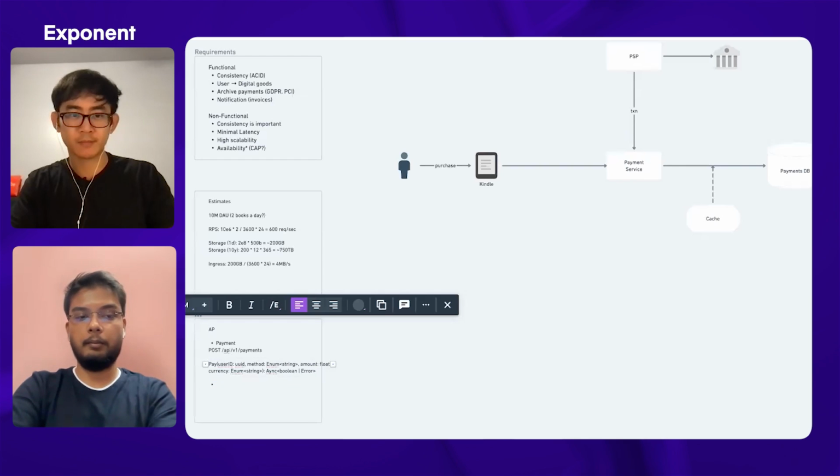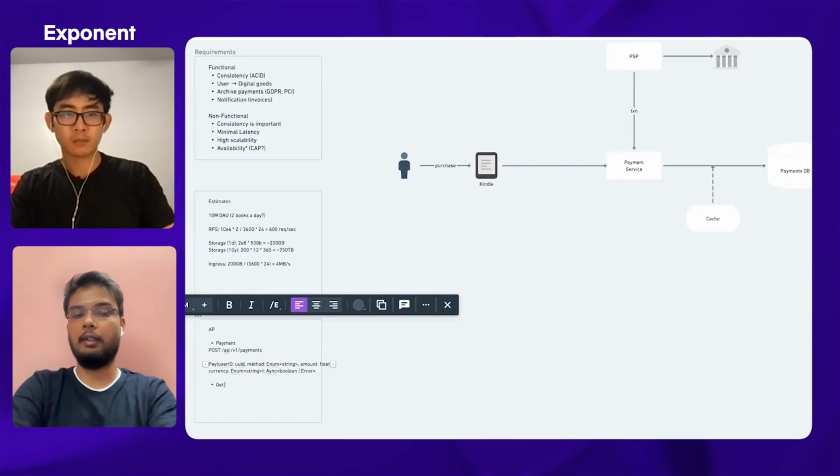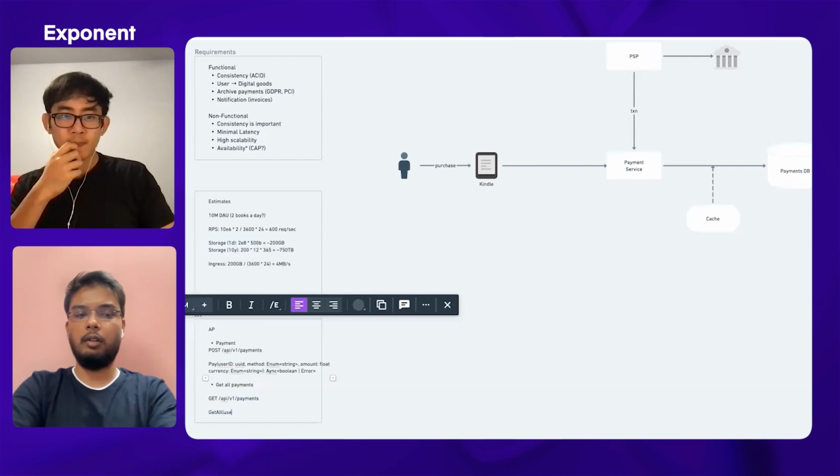Perfect. Okay, I'm just trying to make sure we are on the same page. Totally. Okay. So as this system is simple, we'll need another API, let's say get all payments. So I'll just quickly mock it out again, GET API v1 payments. We can get more into REST API, GraphQL, and gRPC, but for now, let's stick with REST unless we have some specific concerns we need to address. Yeah, no immediate concerns here with using the REST API.